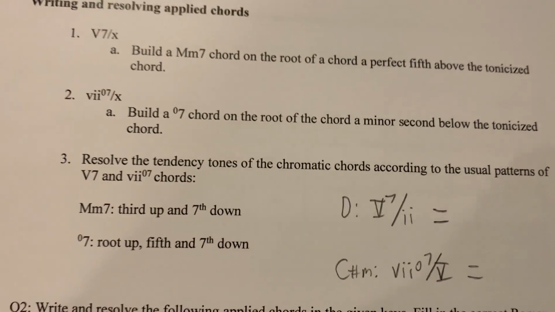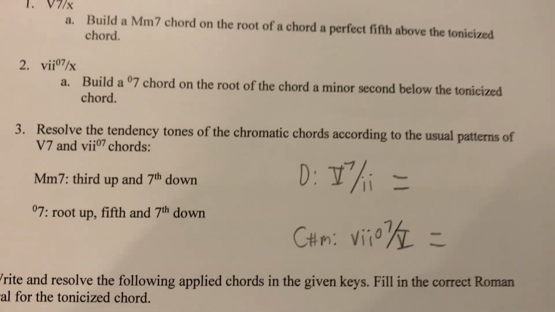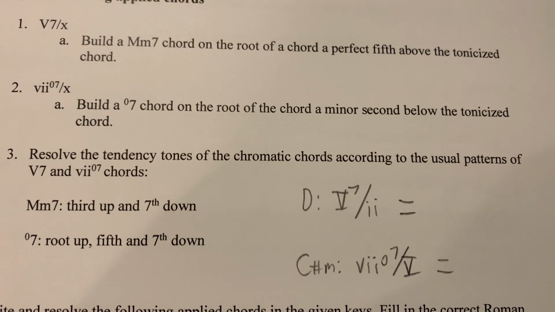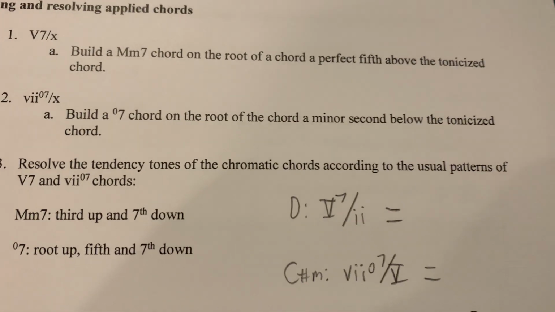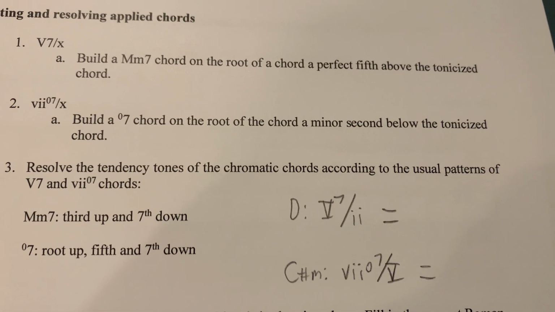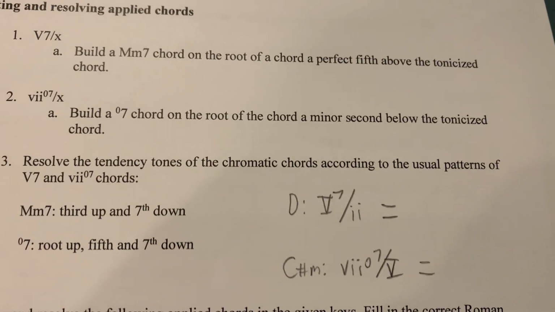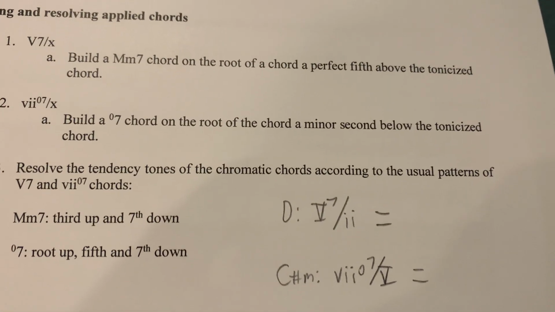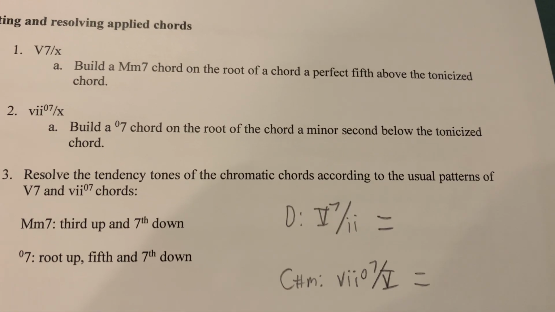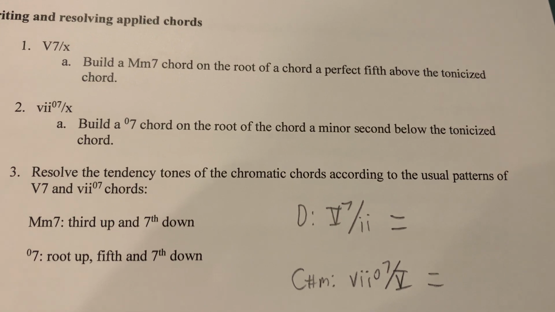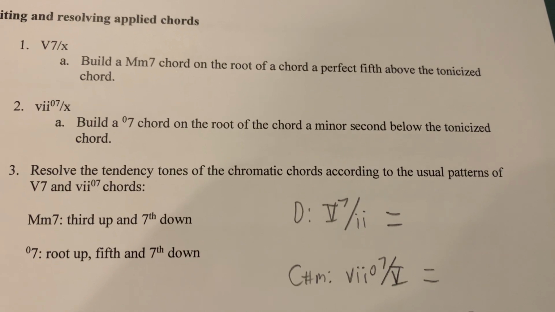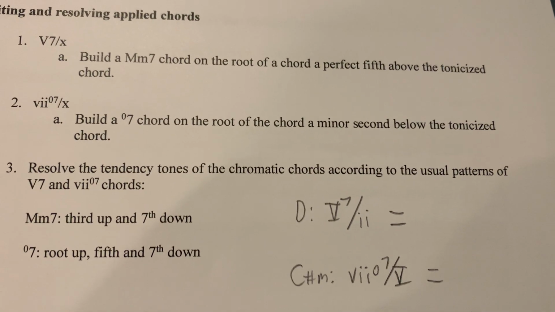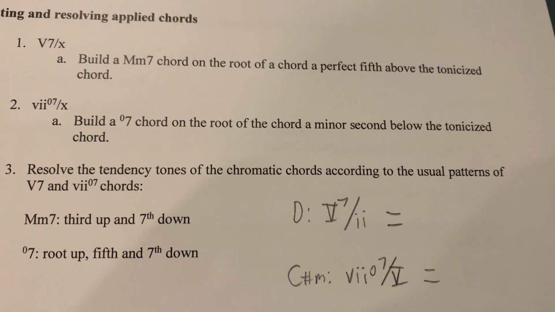All right, now, speaking of resolution, what do we do then to resolve it into the chord that we're supposed to go into? So number 3, here it's all about resolving your tendency tones. Number 3, resolve the tendency tones of the chromatic chords according to the usual patterns of V7 and vii diminished 7 chords. So you're going to follow the same patterns we learned earlier in the course about how to resolve a major minor 7th chord on 5 and a diminished 7th chord.